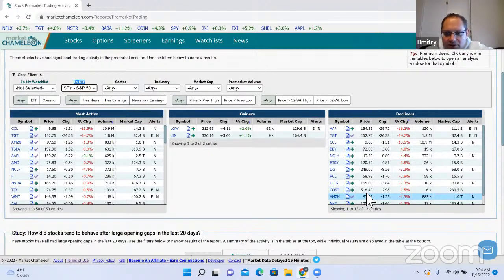I think a big one here is Lowe's, which reported earnings and looks like they're up in the pre-market. This is Lowe's up 2% on 62,000 shares. If you hover over that E, it lets us know there were earnings today before the market opened. Another big one, Target here, also reported earnings today before the market opens, and they're down almost 15%.